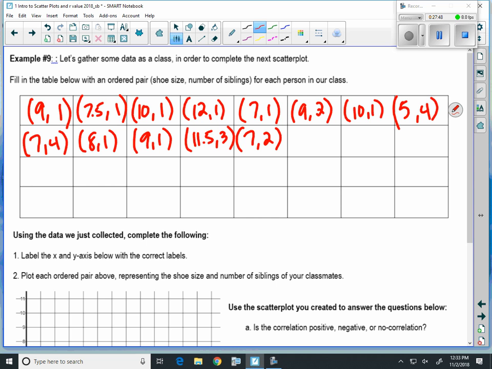Oh, wait, I'm supposed to write this down. Yeah, you can count yourself. 6 and 2. Wait, we're not going to skip. No, you can't just skip. 8, 2. 11 and a half, 1. 2.